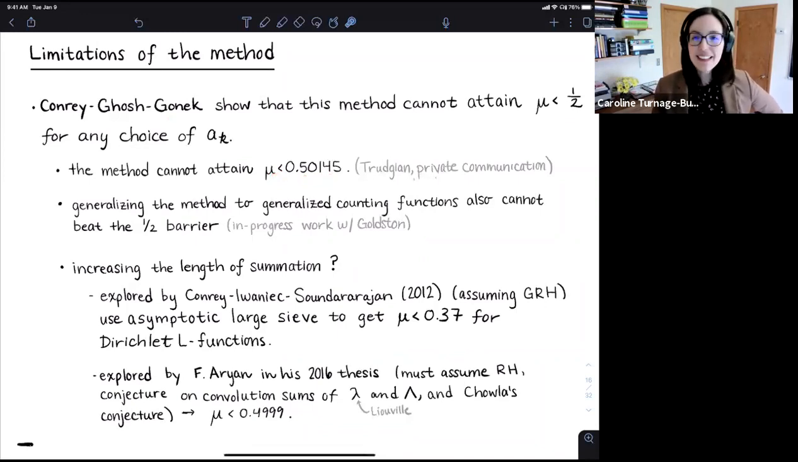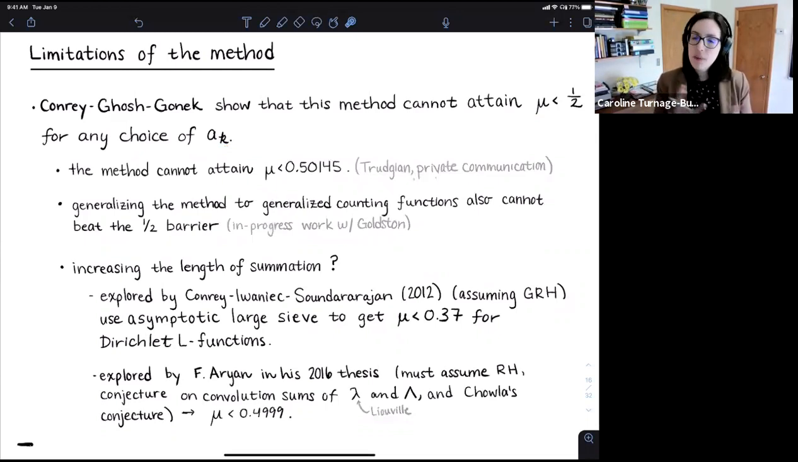And so one thing that I've been thinking about is, well, what if instead of using these polynomials, maybe you use some generalized counting functions? So this method is in the context of the setup that I've just given you. In progress work with Goldston, we're showing that it also can't beat the 1/2 barrier. But this is the best method we have, right? So we're trying to figure out how much we can push it.